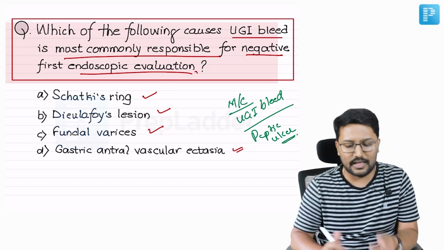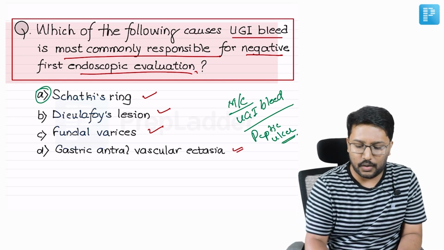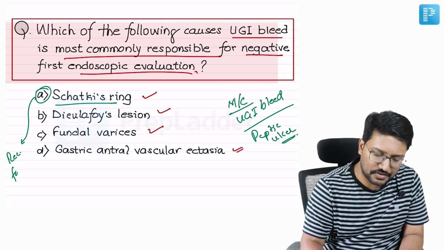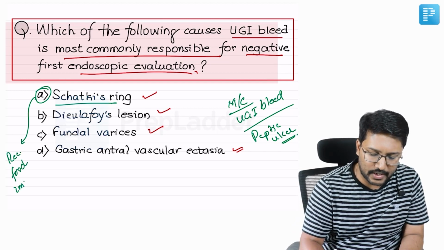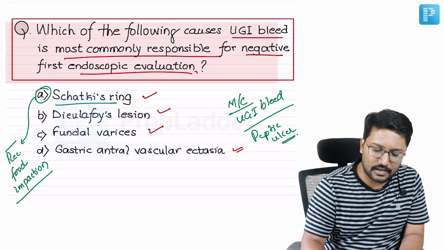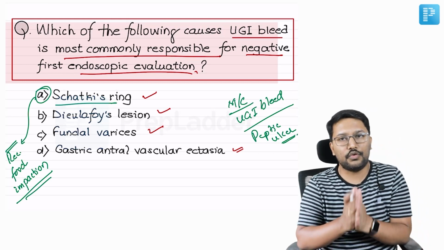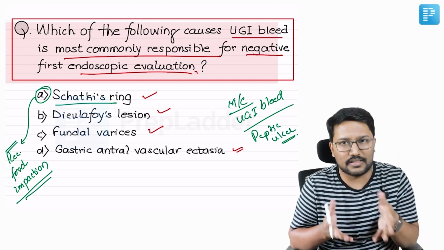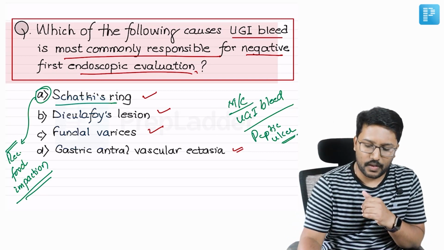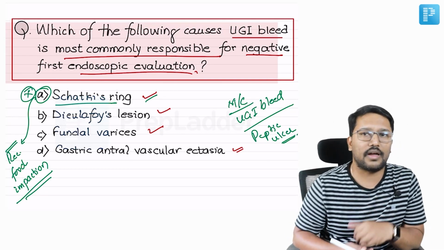A Schatzki's ring is unlikely to present with the upper GI bleed. How would Schatzki's ring present? Mostly with recurrent food impaction, right? And I keep repeatedly telling this: whenever a patient presents with recurrent food impaction, you would be thinking of two important differentials. One is Schatzki's ring. The other one is eosinophilic esophagitis, right? Okay, so this is something that I can rule out as of now.